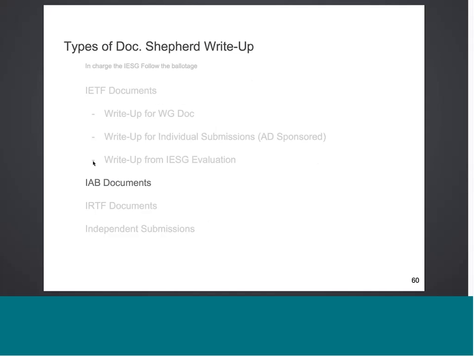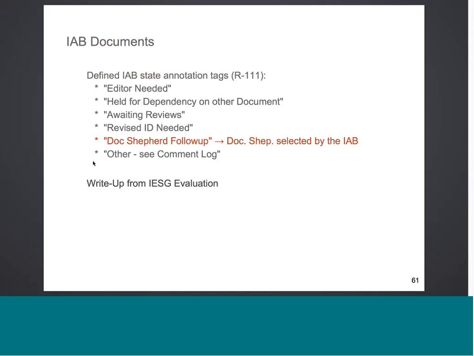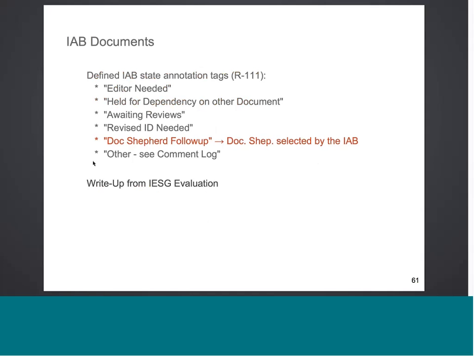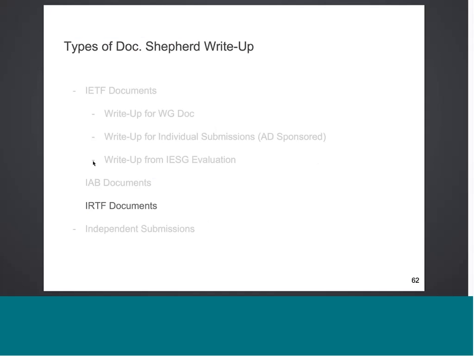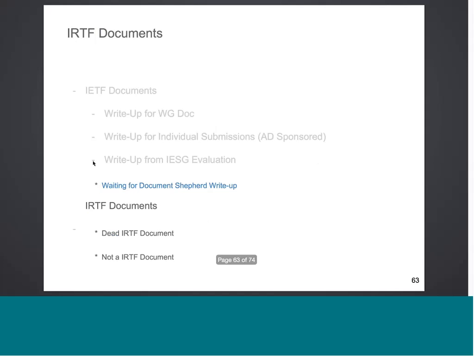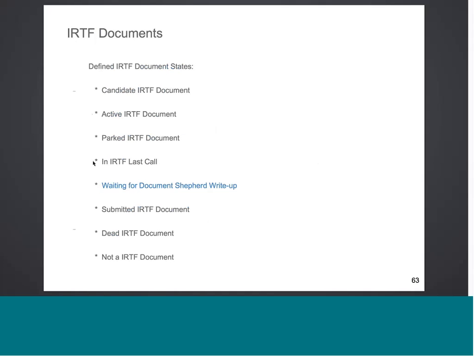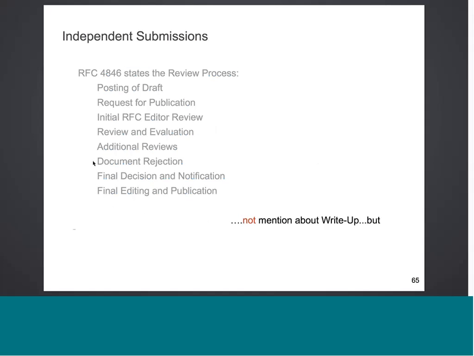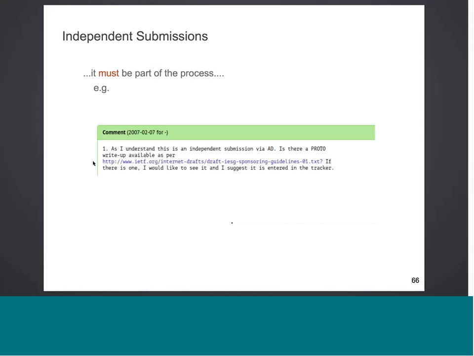And IAB documents, these also have a process, and they have a document shepherd as well. The document shepherd can be selected by the IAB. Internet Research Task Force documents also have a shepherd write-up. They'd be, again, selected by the IRTF. And independent submissions. It doesn't say anything about the write-up for independent, but there was a comment that it should be part of the process.